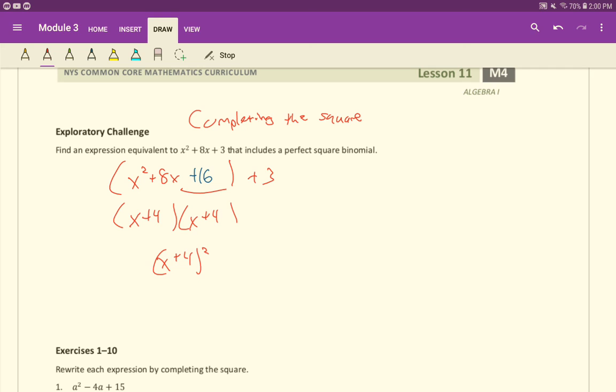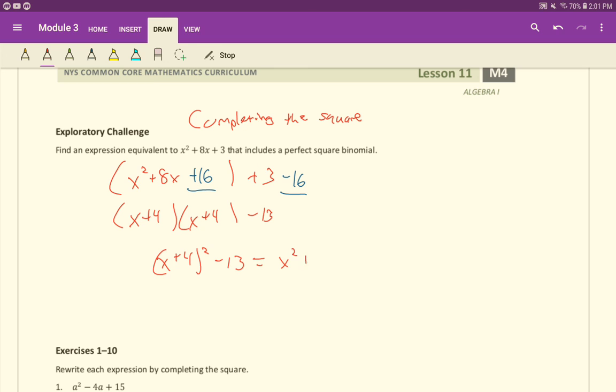If we just add a 16 in, we're now changing the value of the problem. But if I simultaneously subtract a 16 over here, what have I really added? If I add and subtract 16 at the same time, what value have I really added? I've added 0. And so that's what we're doing here. We're going to, quote, add 0, but we're going to do it in such a way that it creates this perfect square right here. So what do we do with these numbers out here? Well, we just combine them. So 3 minus 16 will be negative 13, and we just bring that along for the ride. And so there is the equivalent expression.